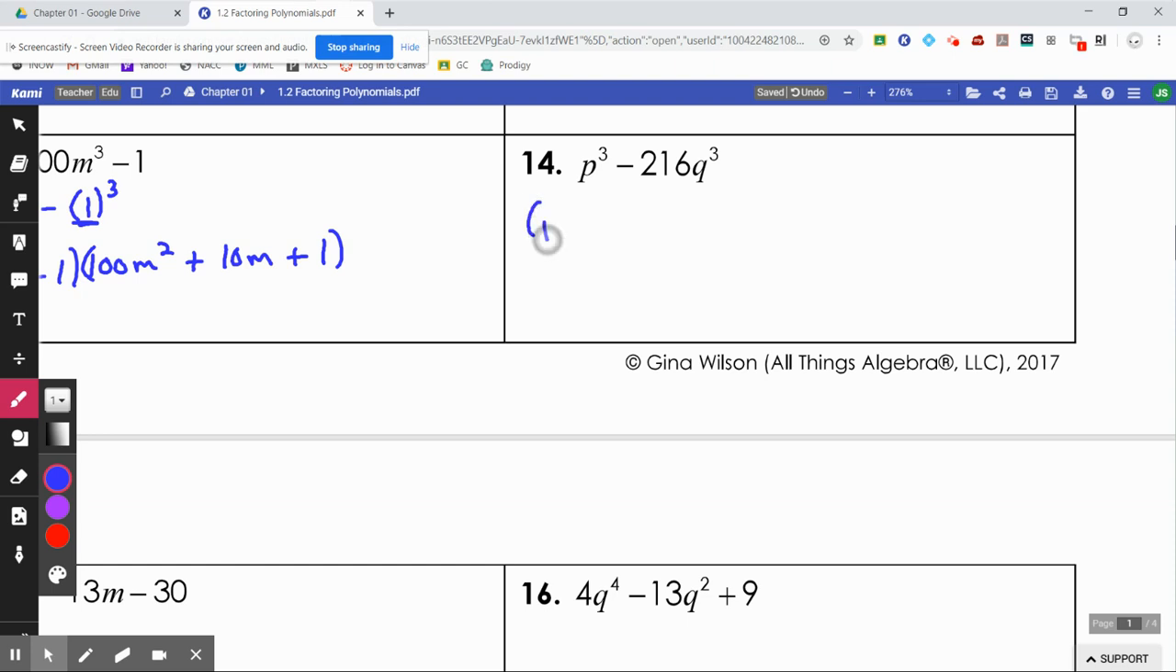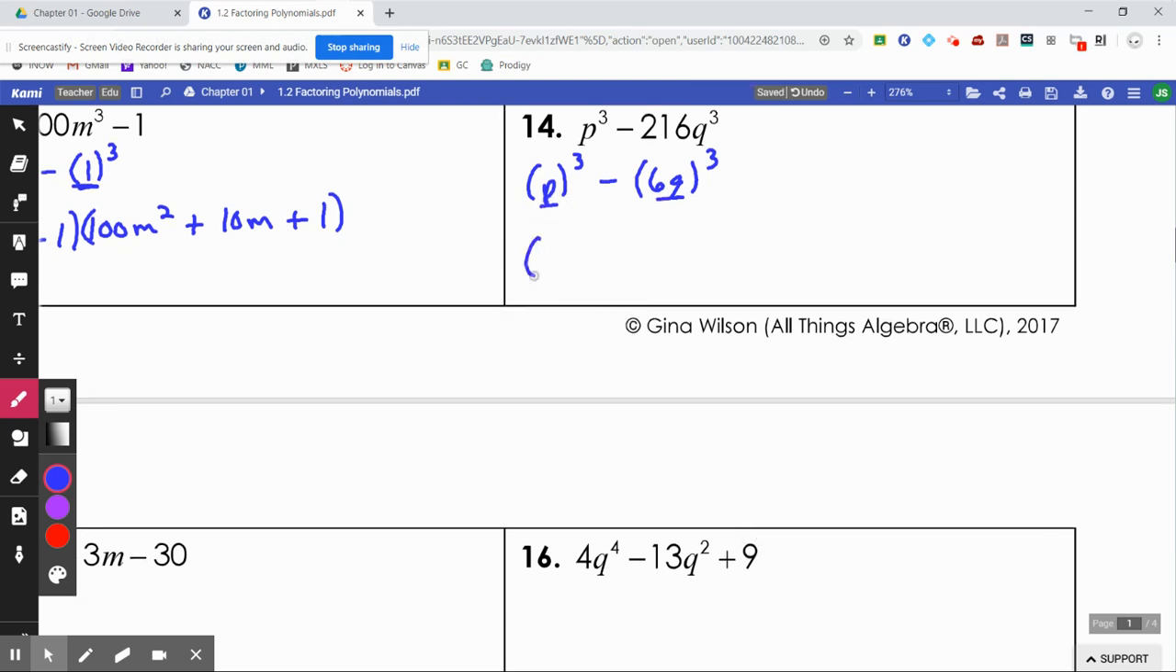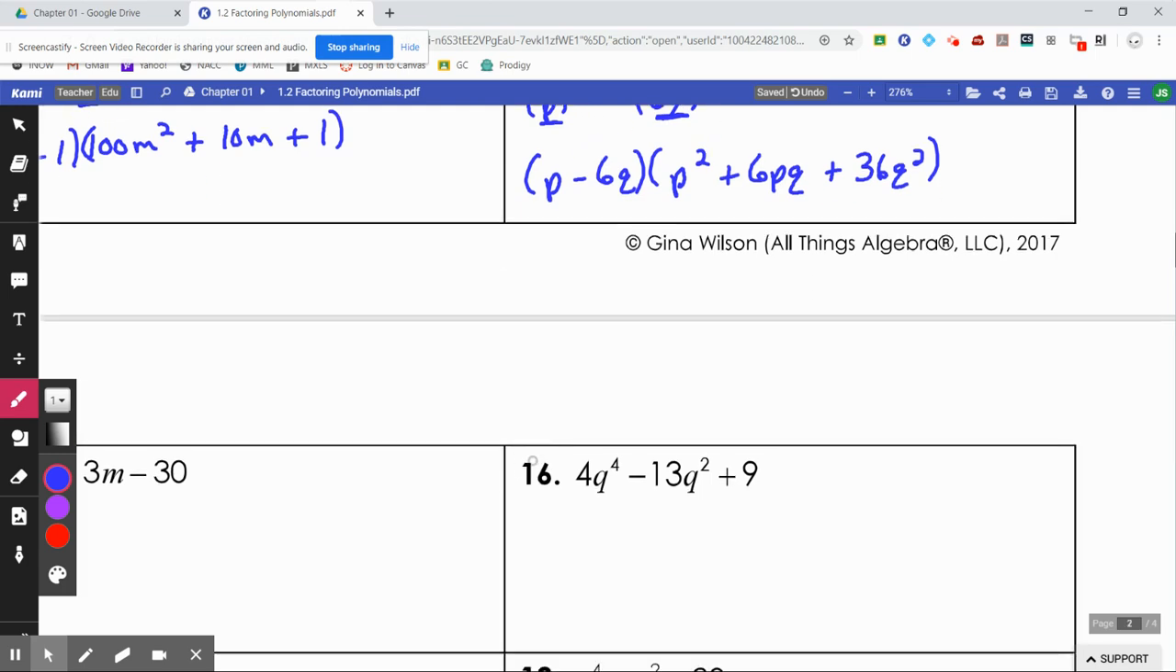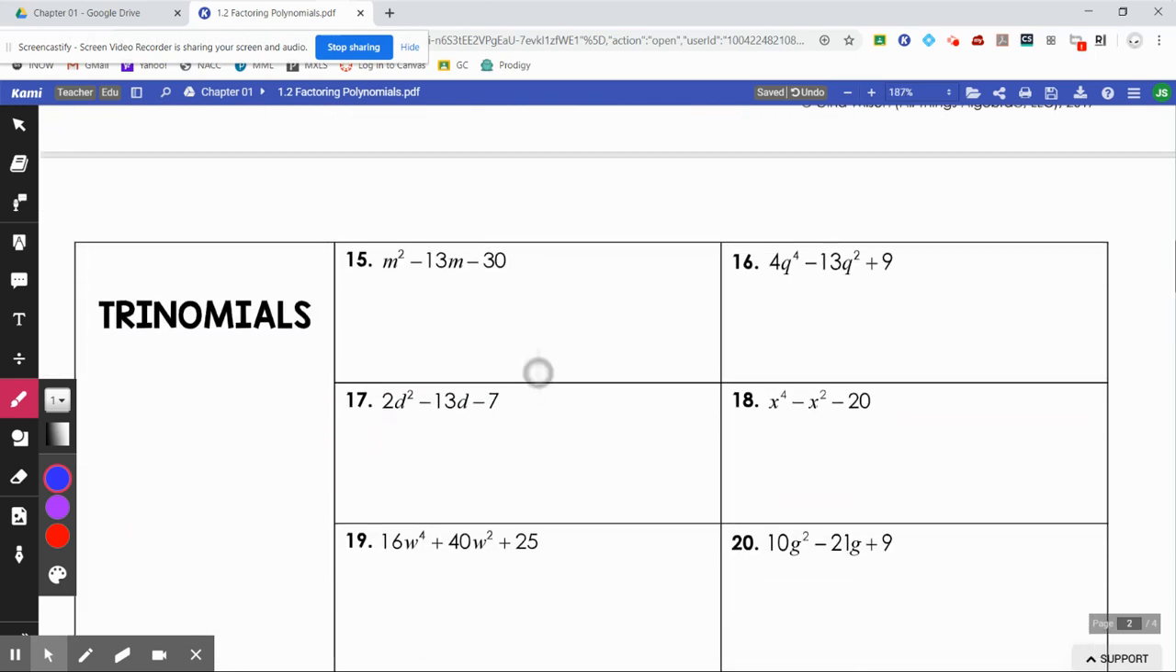And then finally, my last one, p is already to the third power. I'm just putting it in parentheses to show you that's my first term. Minus 216 would be 6 to the third. q to the third would be q to the third. So here's my a, here's my b. So factored form would be, first off, a minus b times a to the second plus a times b, which would be 6pq, put them in alphabetical order, plus b to the second would be 36q squared. That's factored form. Next up, factoring trinomials.